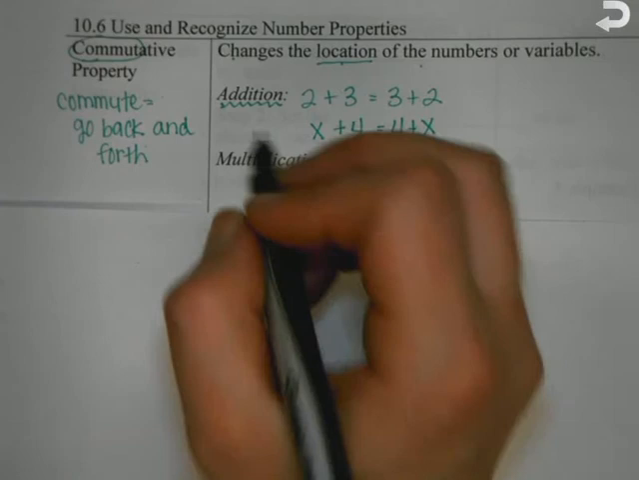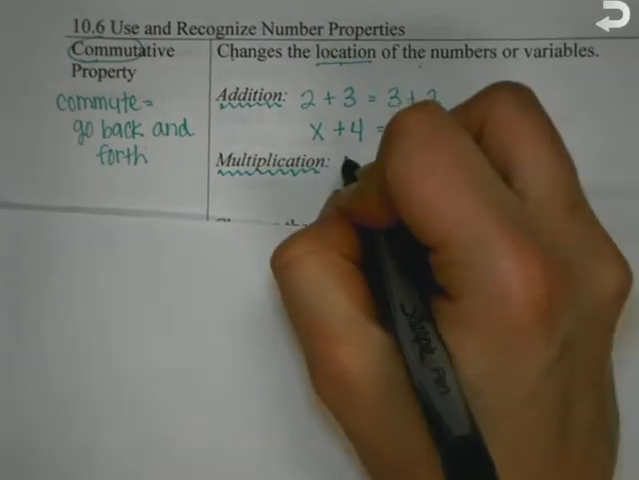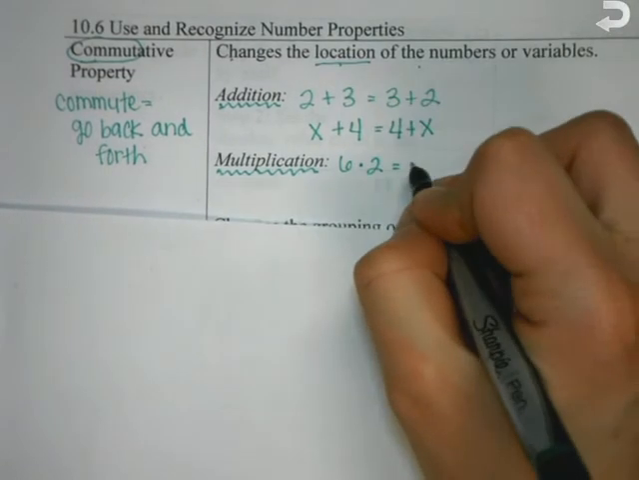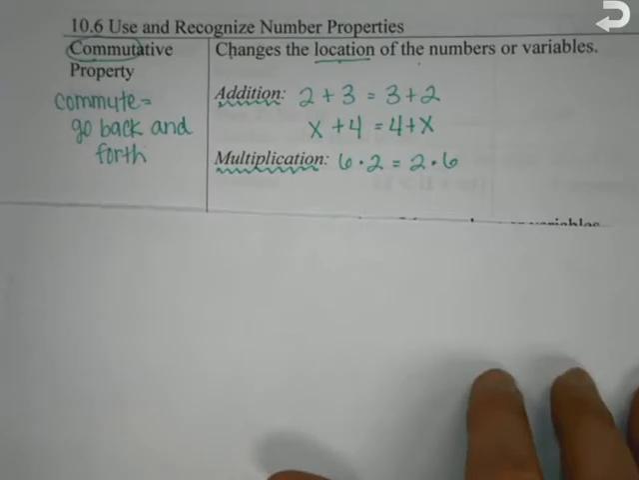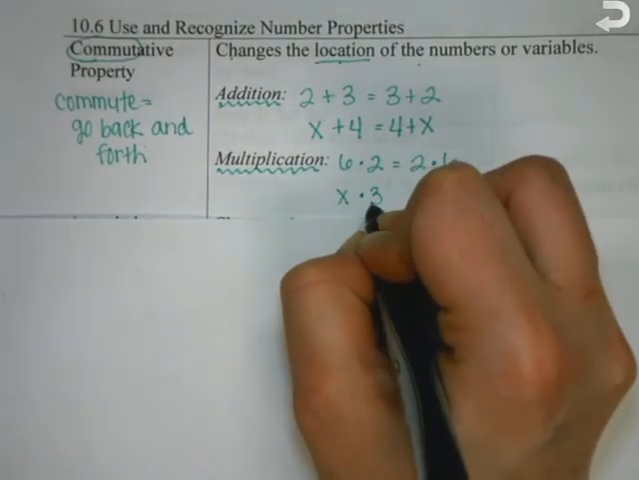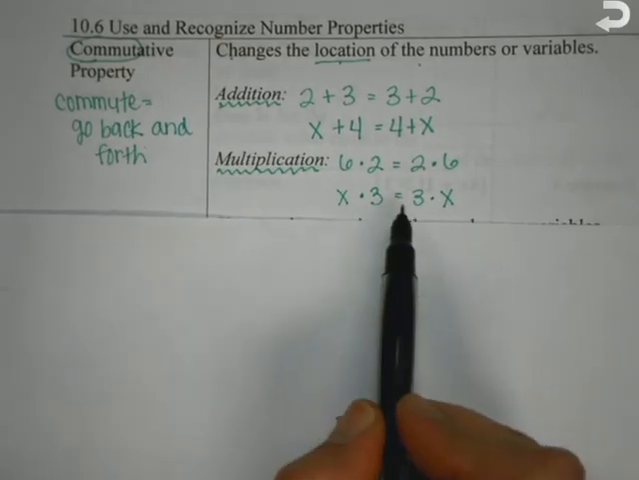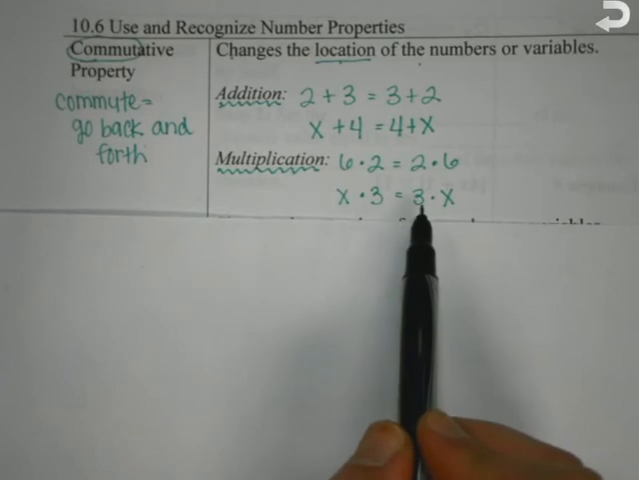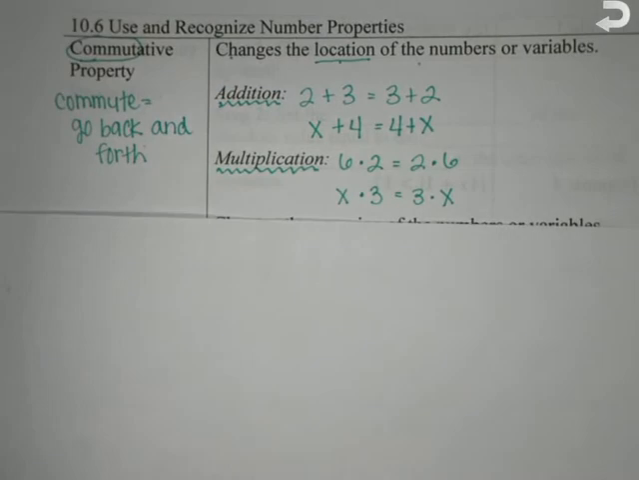So what about the commutative property of multiplication? 6 times 2 is 12, which is the same as 2 times 6, right? So I can just flip the numbers. So what about one with variables in it? How about x times 3 is the same as 3 times x, right? Now we can write it with the multiplication, but then we always write our answer as just 3x, right? Okay? So that's commutative. It changes the location of the numbers or the variables.